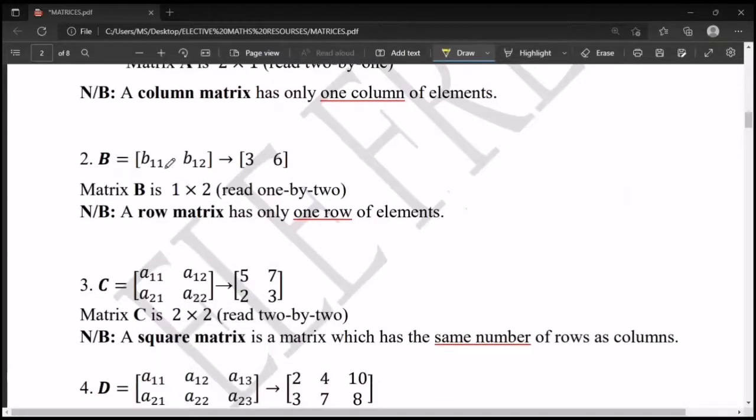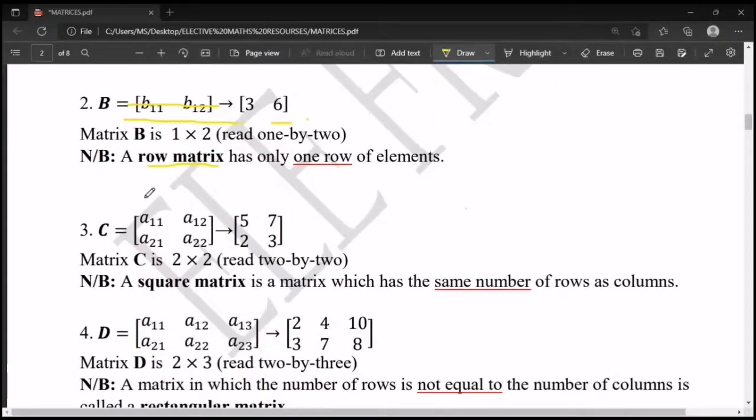Example 2. We have B, whose elements are 3 and 6. We can also represent matrices in this form. Now, a matrix that has only 1 row. How many rows? 1. That matrix is called a row matrix.